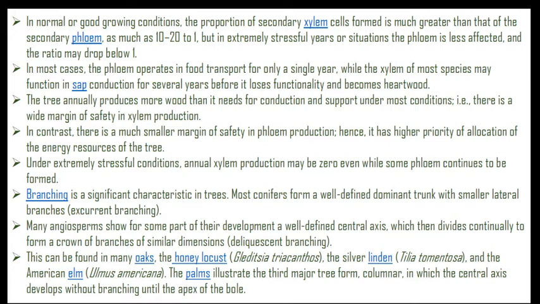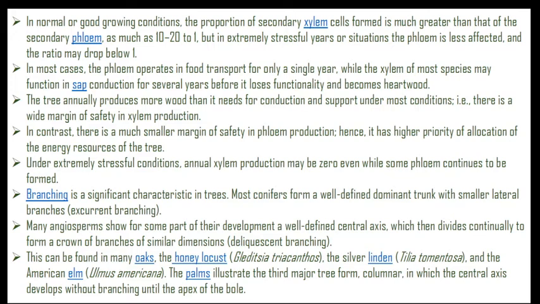In case of a branching pattern, branching is a significant characteristic in trees. Most conifers form a well-defined dominant trunk with smaller lateral branches, while many angiosperms show, for some part of their development, a well-defined central axis which then divides continually to form a crown of branches of similar dimensions, and in this way there is a development of a new axis.